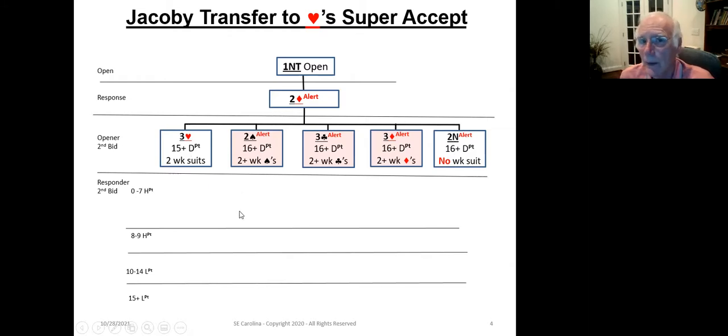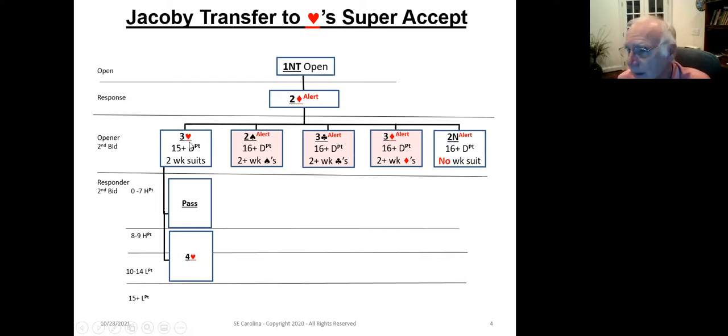All right, now let's look at the situation where the opener has jumped to 3 hearts. Well, we really only have 2 bids that the responder can make. They're either going to pass when they've got 0 to about a bad 8, or they're going to bid 4 hearts. Now notice that when the opener jumped to 3 hearts, we right-sided the hand. The opener is going to be the declarer.